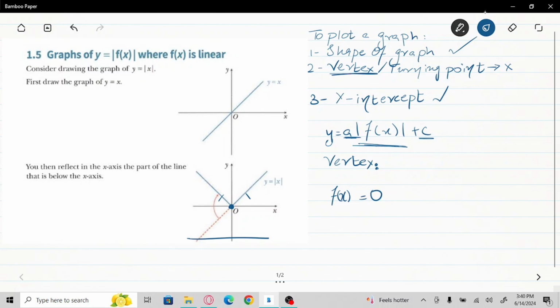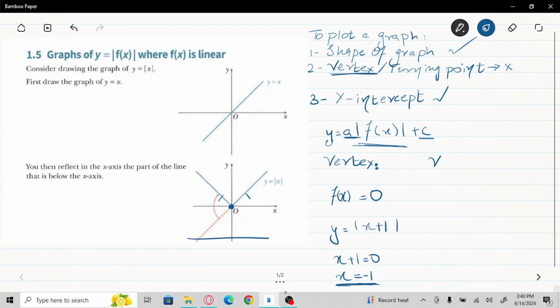Right now we do not have an example, so let's take from question 1. Let's say we have the equation y equals modulus of x plus 1. What we do is x plus 1 equals 0. We just take that function out of the modulus and assign it to 0. We solve that equation, and x equals -1. So this x is the x value for the vertex.